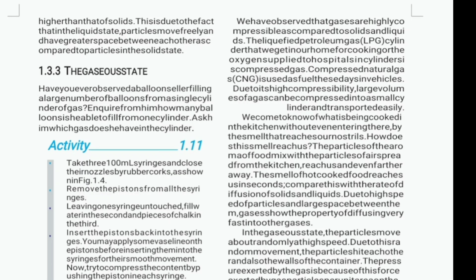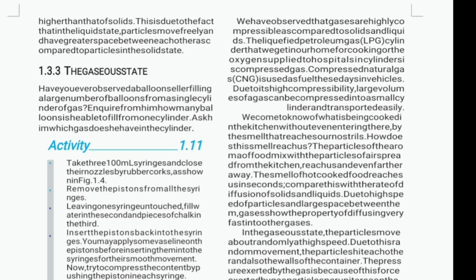We come to know of what is being cooked in the kitchen without even entering there by the smell that reaches our nostrils. How does this smell reach us? The particles of the aroma of food mix with the particles of air spread from the kitchen, reach us, and even farther away. The smell of hot cooked food reaches us in seconds. Compare this with the rate of diffusion of solids and liquids.